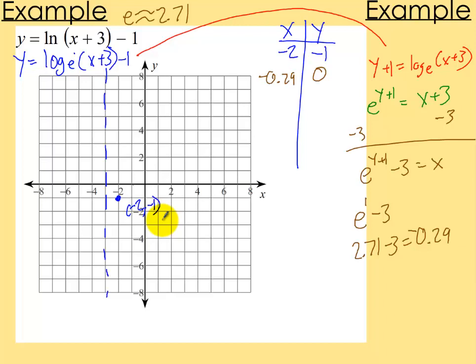If I know that point, I can get a rough estimate of where to graph that. So that's going to be about y of 0, and negative 0.29 is going to be about right here. I've got 2 points. I know that in the negative direction, I'm going to be along the asymptote. So I can sketch this curve, and I can just do something like that. And that's all I'm looking for. That's it.